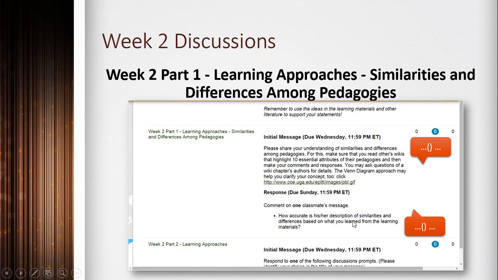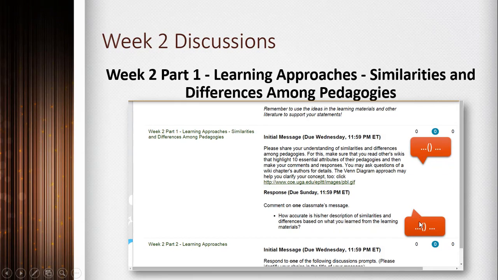When you're replying to somebody, especially if you thought that their discussion is not necessarily compatible with the readings, you want to point out, okay, according to this author, the definition of this pedagogy is this, and so you're saying it's that. You want to make sure that you cite your sources to support your claims at all times.